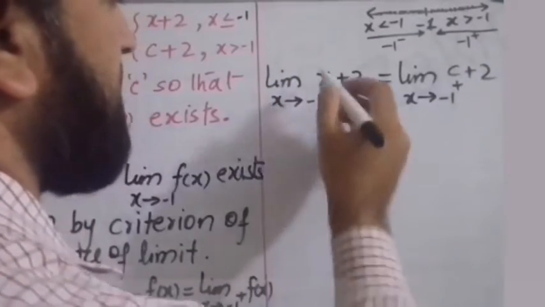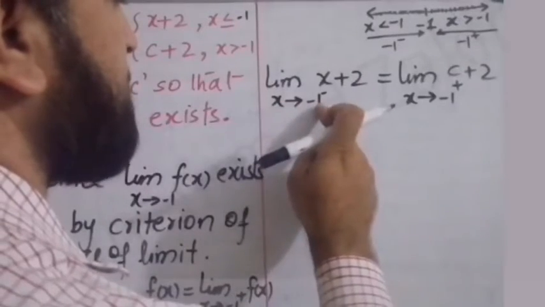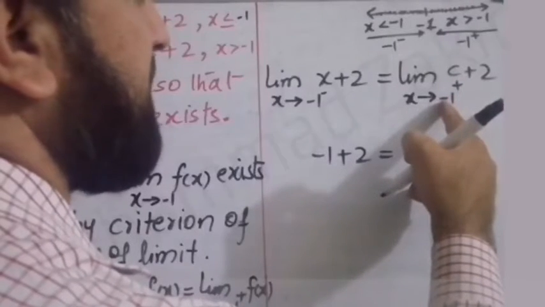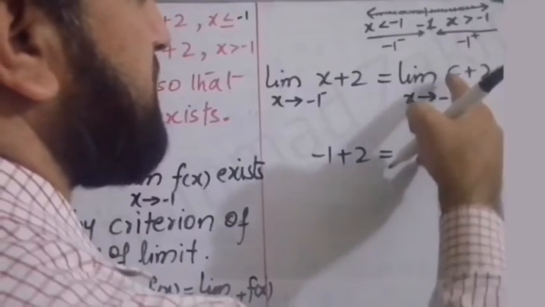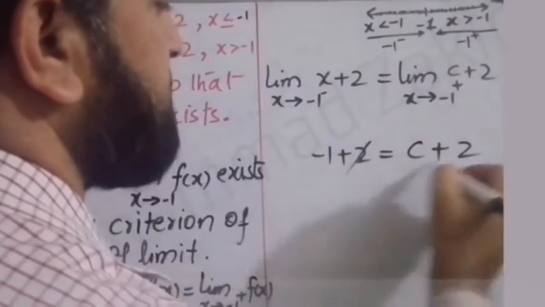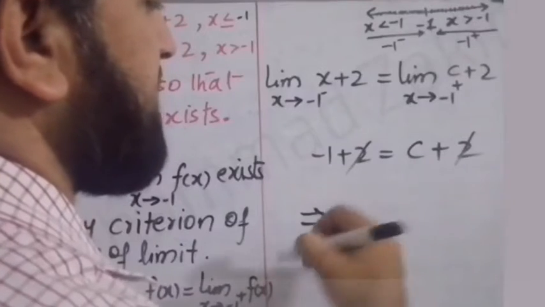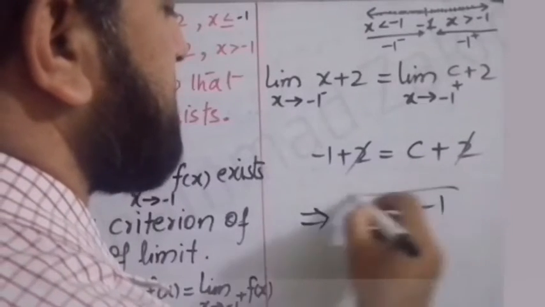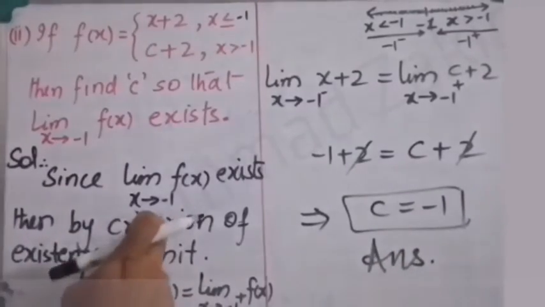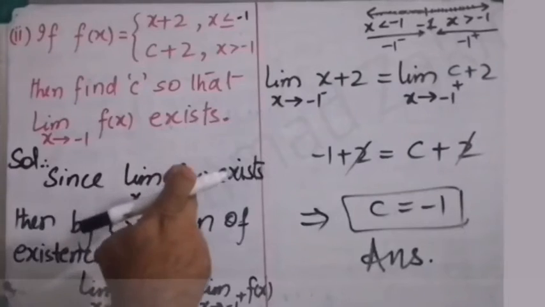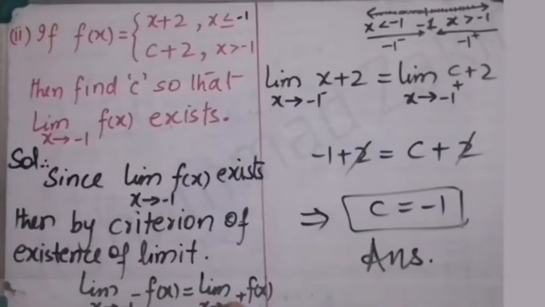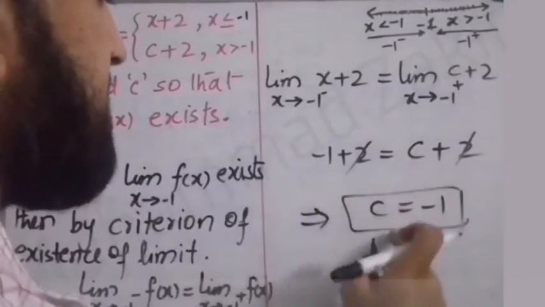Now we apply the limit. By applying the limit, x approaches minus 1, so x will be replaced by minus 1 plus 2. X approaches minus 1 from the right, the value it approaches is minus 1, so we replace x by minus 1. Here there is no x, so c plus 2 appears. This plus 2 is cancelled by the plus 2, so c is equal to minus 1 is the value. This is the answer. The criterion of existence of limit is applied because it is given that the limit exists. The criterion allows us to write both limits are equal. Limits are evaluated. C is found.